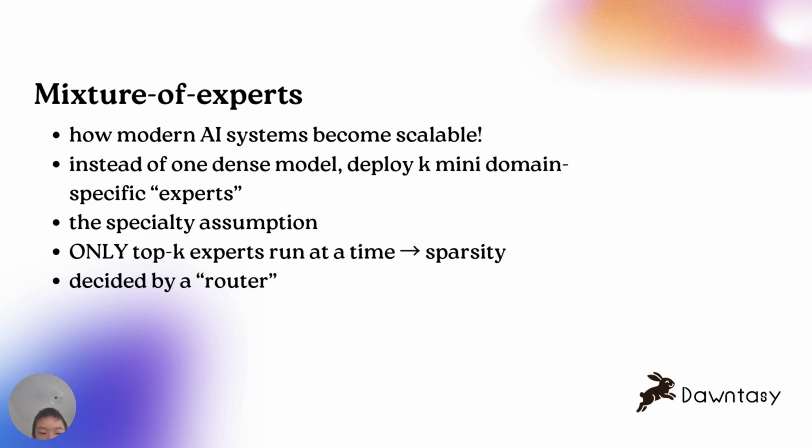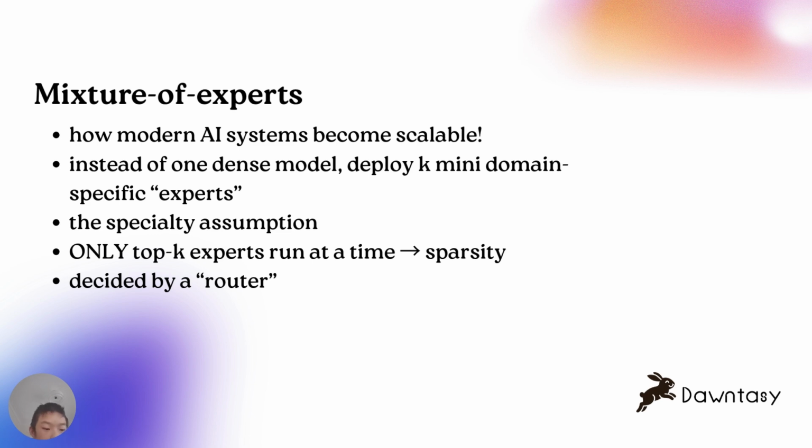The core idea is quite simple. Instead of one monolithic giant model, like just one really big model, we deploy k mini, domain-specific models. So instead of one giant model, we have a bunch of small ones. The assumption behind this is that these small ones are each better in their specific domain than an overall giant model. So it's like generalist versus specialist, right? Jack of all trades versus master of one.